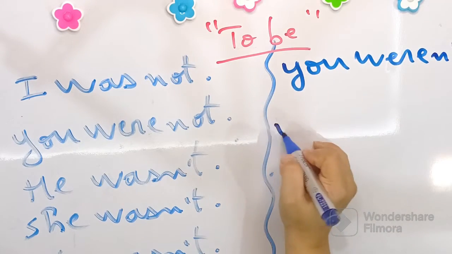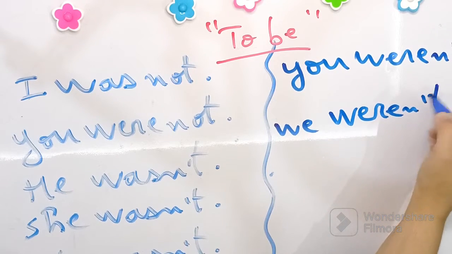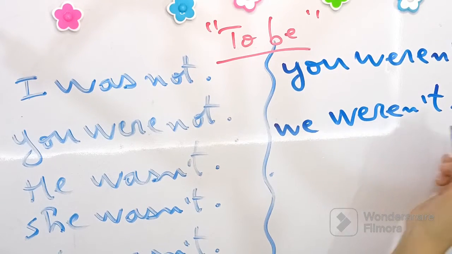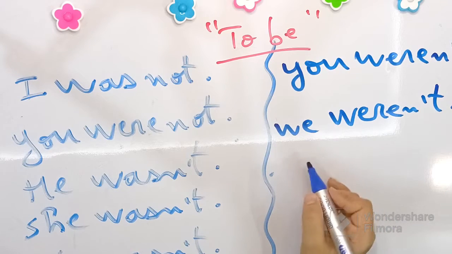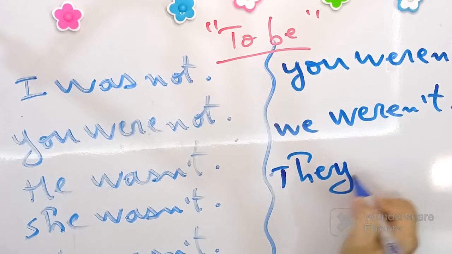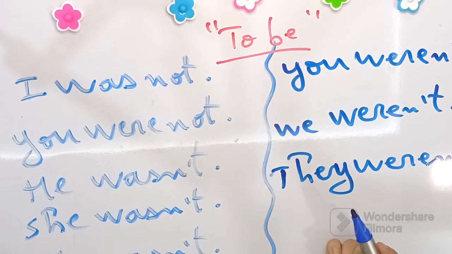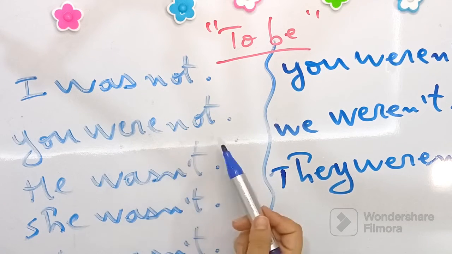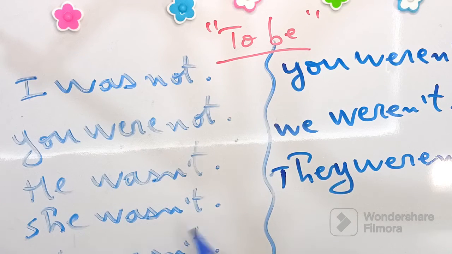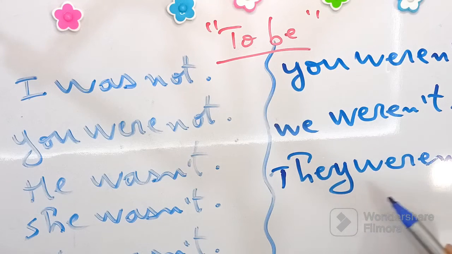Short form: we weren't. We were not. They were not, or weren't, as you like. Let's revise. I wasn't. You weren't. He wasn't. She wasn't. It wasn't. You weren't. We weren't. They weren't.